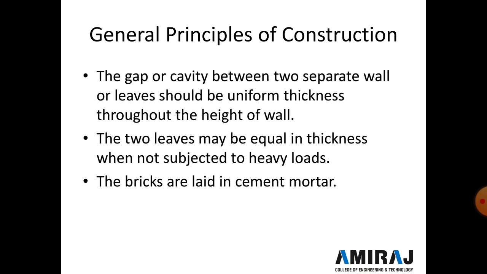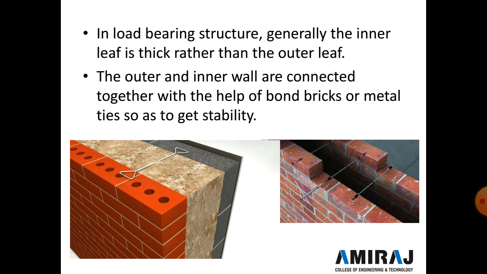Now the general principle of construction: the gap of the cavity between the two separate walls or leaves should be of uniform thickness throughout the height of the wall, and it should not be less than 40 mm and should not be more than 75 mm. The two leaves may be equal in thickness when not subject to a heavy load. The bricks are laid in cement mortar with a mortar proportion of 1:4, that is, one part cement and four parts sand. In a load bearing structure, generally the inner leaf is thicker than the outer leaf. The maximum load is transferred through the inner leaf, and the outer leaf is only to protect against the environment.